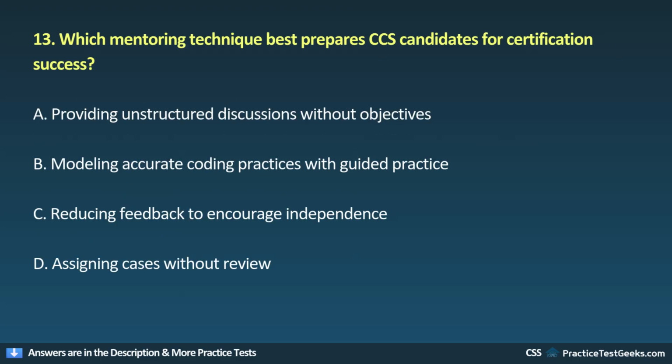13. Which mentoring technique best prepares CCS candidates for certification success? A. Providing unstructured discussions without objectives. B. Modeling accurate coding practices with guided practice. C. Reducing feedback to encourage independence. D. Assigning cases without review.